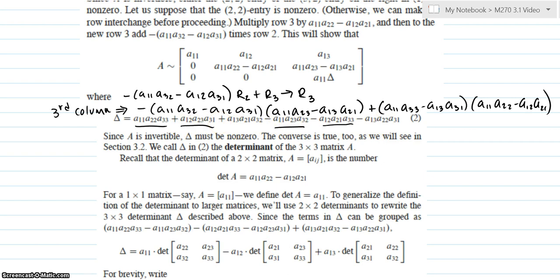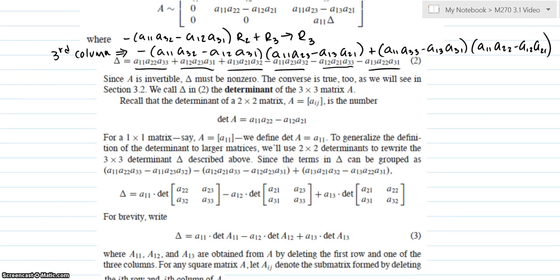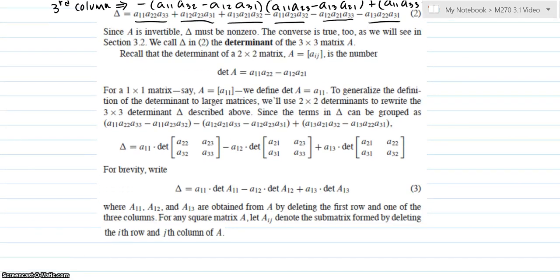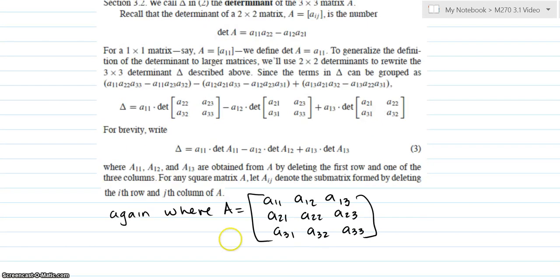Plus, there it is. And then finally, this would be the last two, A21, A32 with an A13. And that must be the last. So that's the definition of the determinant, what we're going to see. And you can read the rest on your own if you want. And again, this is where A was this 3 by 3.